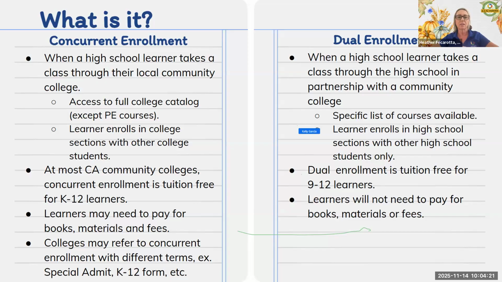Most community colleges, the concurrent enrollment tuition is free. Sometimes you will have to pay for books and materials and certain health fees. It just depends on the school itself.